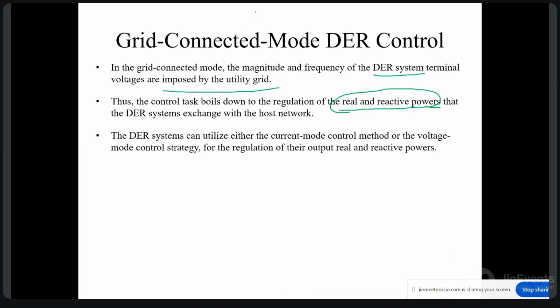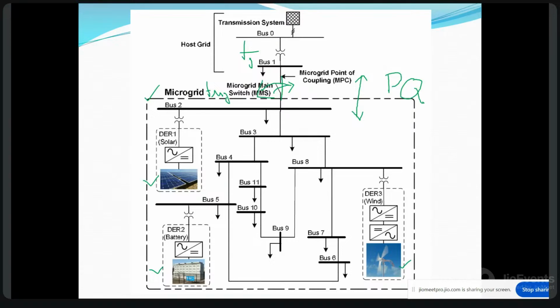So how are we going to achieve this? This operation can be achieved using the current control mode, or we can use the voltage control mode. As we have seen here, the system voltage is fixed. If the voltage is fixed, and I want to supply a certain amount of real power or reactive power, I have to control the current that is flowing in and out of the microgrid.